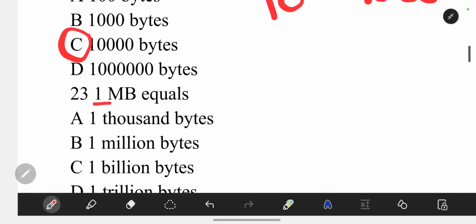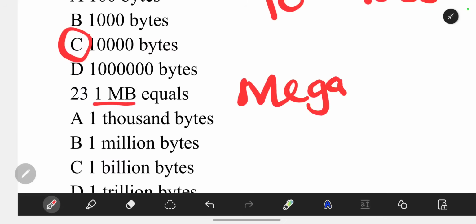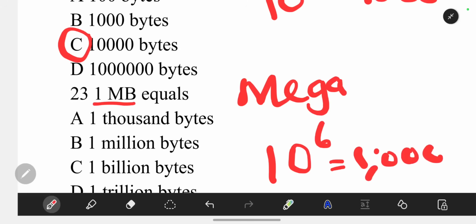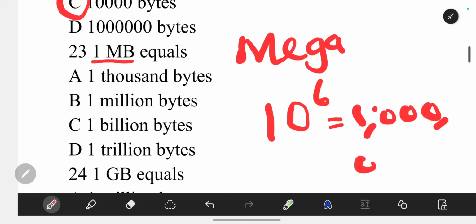Here, we have 1 megabyte. Mega, according to your introduction to chemistry and physics, you will find that mega is 10 to the power of 6, and 10 to the power of 6 is the number of zeros. We will have 6 zeros, which is a million. So 1 million bytes make up what we call a MB.